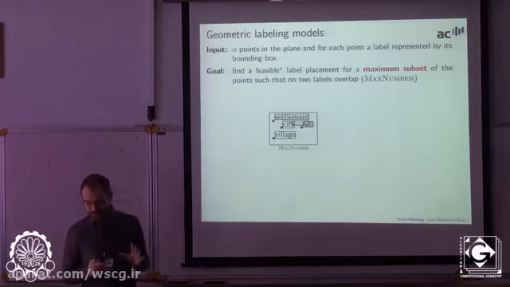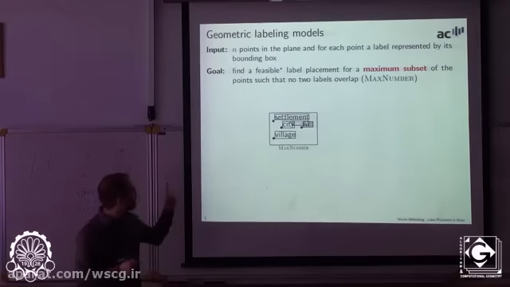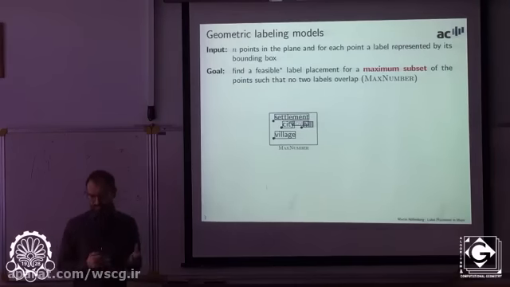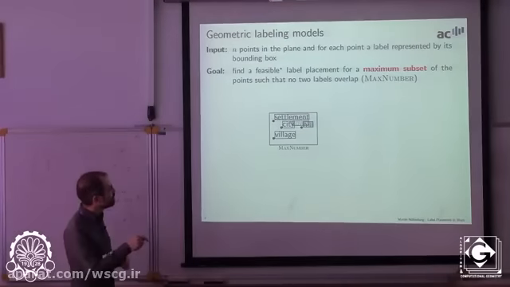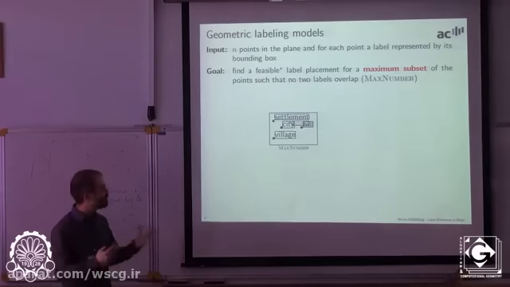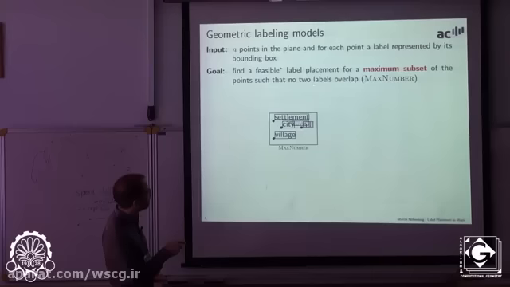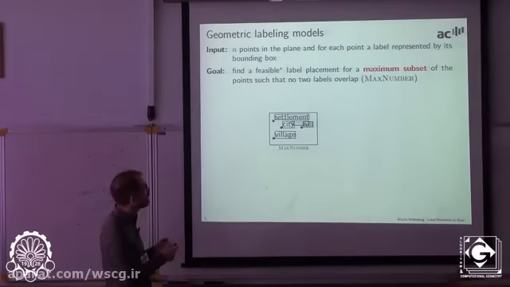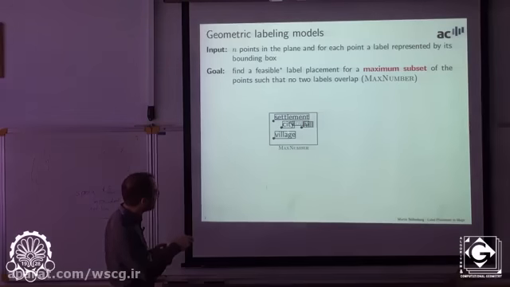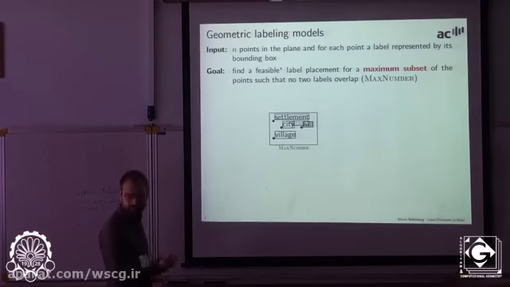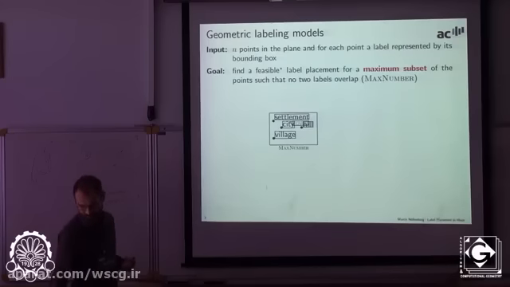The goal now is to find a feasible label placement, and there's a little star because we have to explain what feasible means. For example, for a maximum subset of the points, so that no two labels overlap. Yeah, so just imagine this as a kind of maximization problem where you want to put as much information as possible, leaving out some cities, because if you have a situation like that one where there's just not enough space to put all the labels, then maybe you can only label 4 instead of 5.